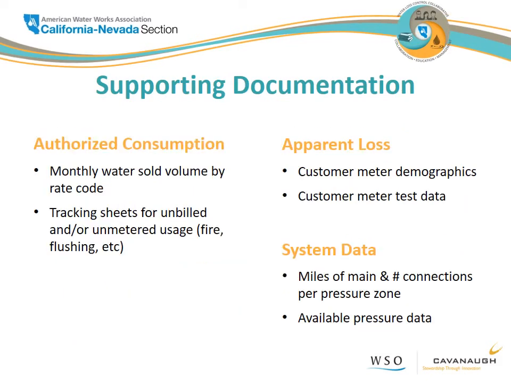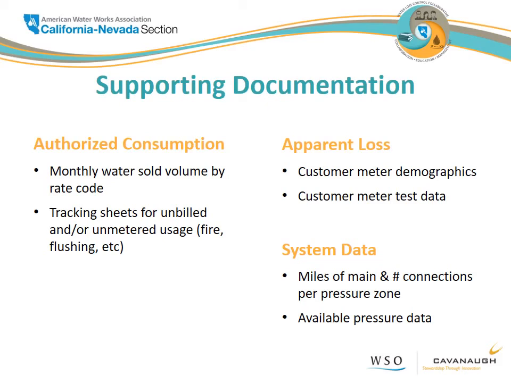Let's take a quick look at the next few sections. Authorized consumption. We're interested in volumes of water sold, and we'd like to see those broken down by month, by rate code. And by rate code, some people may interpret this particular term differently than others, but generally speaking, the rate code is the code in your billing software that allows it to understand how much to charge based on a certain type of use.